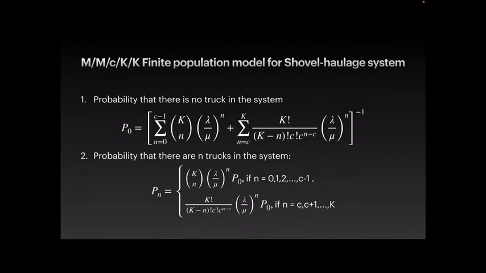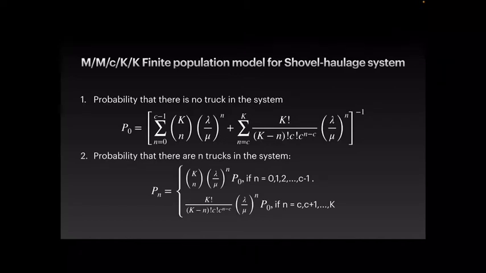So now I'm using the finite population model, the M/M/C/K/K model, because the number of trucks here is finite, so the population will be considered finite. So here is the probability that there is no truck in the system. What is the system here exactly? The system is nothing but the shovel and the queue. Trucks arrive one by one and get served by the shovel, getting filled up by the shovel. So now we know the service rate and the arrival rate.